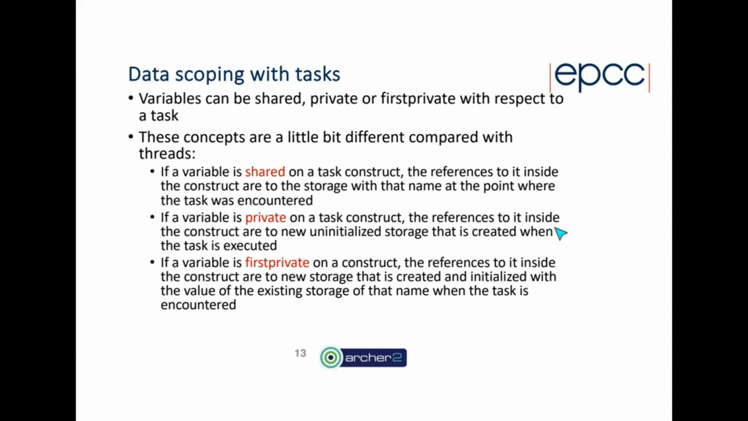Private is more straightforward. Private on a task construct gives us a new uninitialized copy of that variable with the lifetime of the task, just for the scope of the task. So it's the same as for private for threads. You get a new copy when the task starts executing. It's uninitialized and it goes out of scope when the task has finished executing.